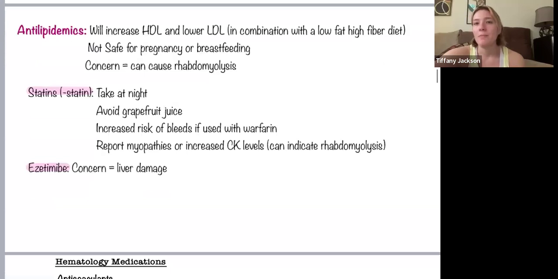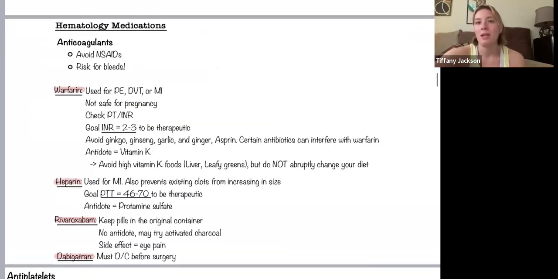All right, my friends. Up next, we have our hematology medications. First, going to talk about anticoagulants. If your patient is on anticoagulant therapy, they are at increased risk for bleeds. So we don't want to give these medications to a patient who has an active bleed. Okay. Warfarin is very common.